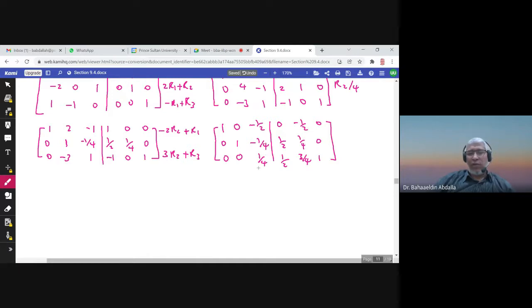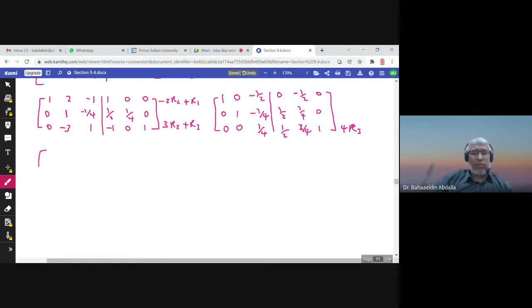Now, this number has to be 1. So I need to multiply row 3 by 4. There is no change in row 1 or row 2. Row 3 would be 1. 4 times half is 2. 4 times 3 over 4 is 3. 4 times 1 is 4.